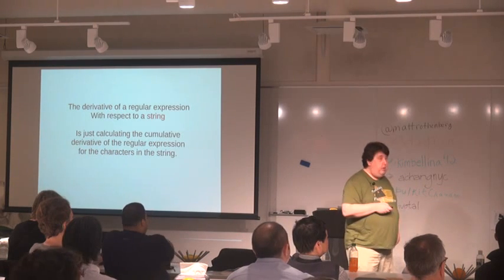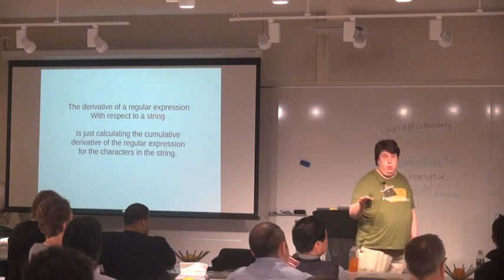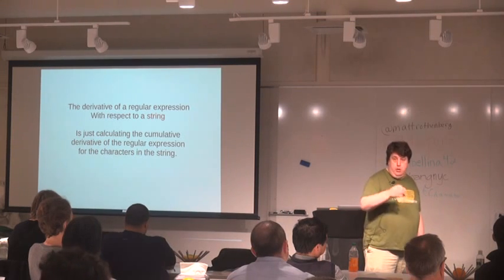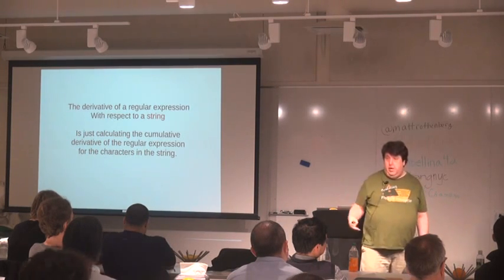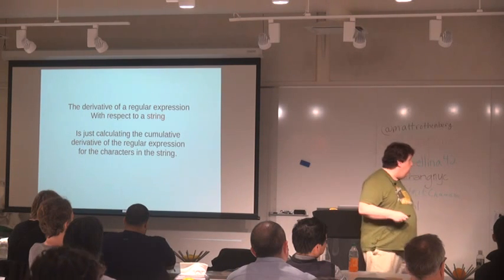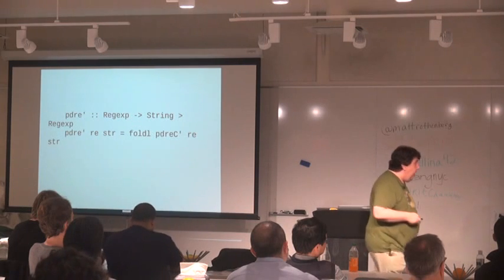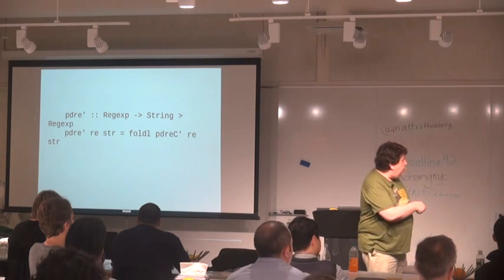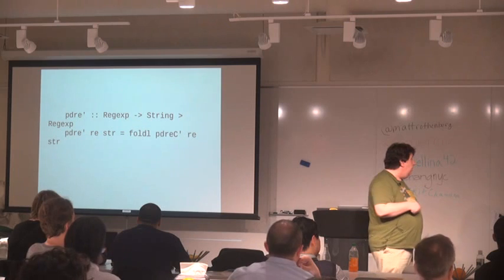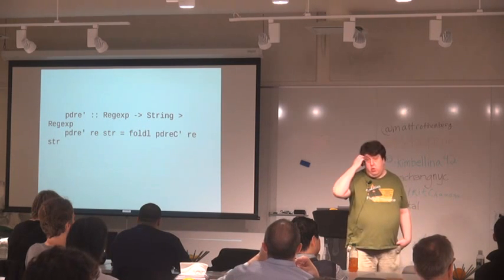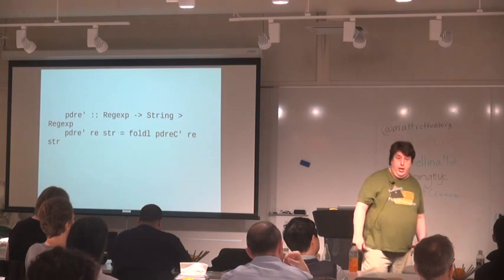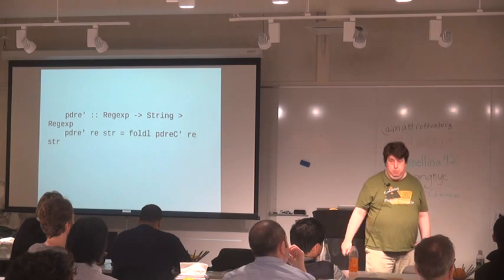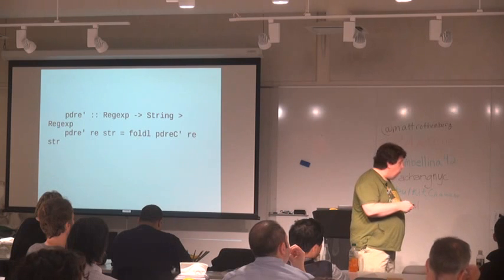So far we've just been doing the derivative with respect to a character. The derivative with respect to a string is exactly what you would think it is. We just iterate over the string, taking the derivative with each character and accumulating the result as we go down the string. In Haskell, we have a very easy function to do this. It's called foldl, fold left. It just walks down the string, applying PDRE C prime with our regular expression. Note, in Haskell, strings are lists of characters, so I can just fold over a string and it accumulates the result. This works exactly like you think it does. There are no surprises here.